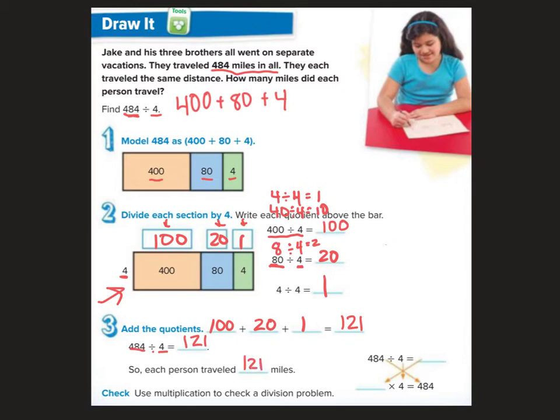It says use multiplication to check. So I would do 121 times 4, and I should get 484. Let's check. 4 times 1 is 4. 4 times 2 is 8. 4 times 1 is 4. 484. There we go. We use multiplication to check our answer. We got it all checked out. Let's try another one.